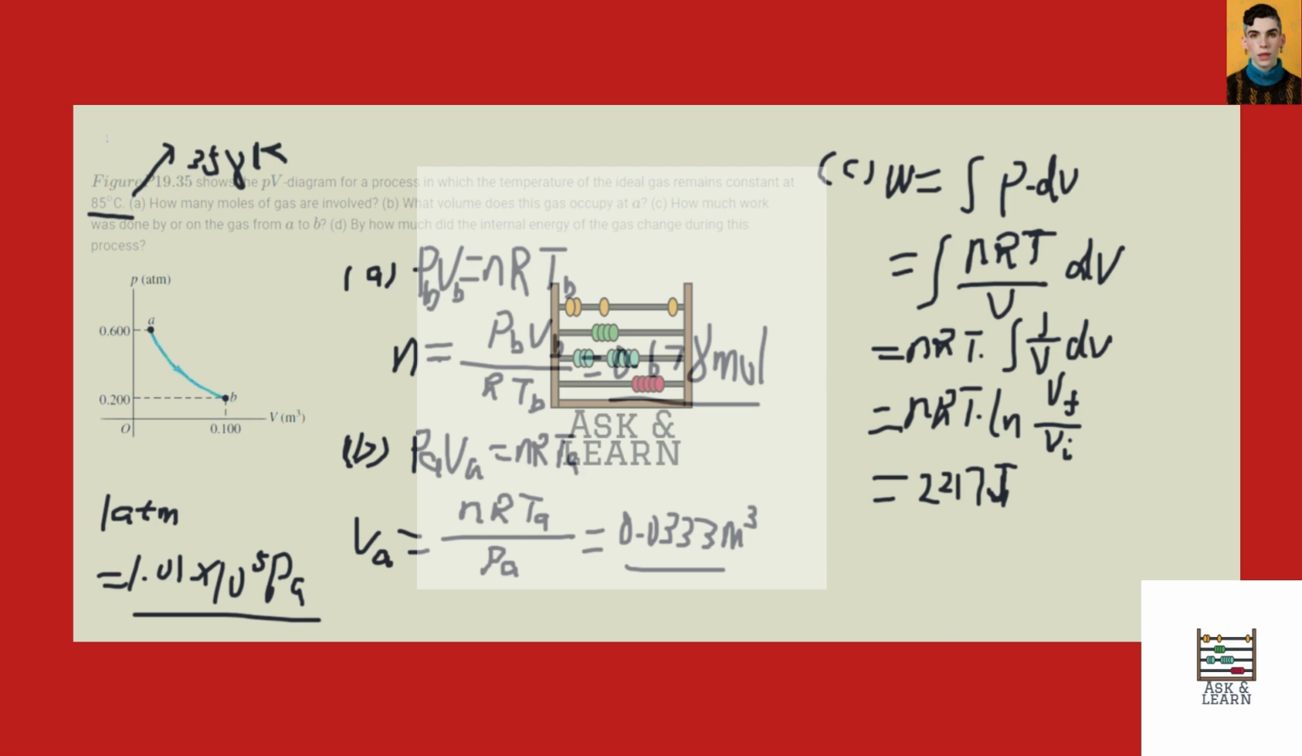Okay. And for part D, we want to find out the change in internal energy. But this is an isothermal process, so T is a constant. In that case, that is 0, because the internal energy only relies on the temperature. If temperature does not change, then the internal energy does not change. So that is 0. Okay, that's it.